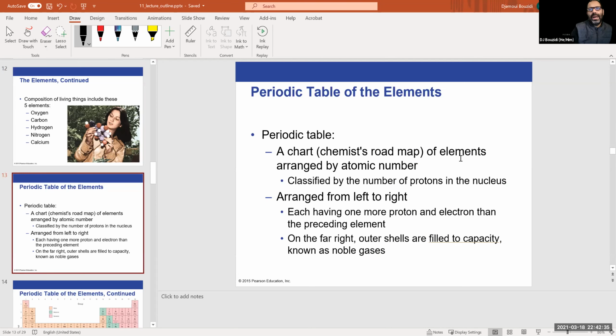So a chemist showed a map of elements arranged by atomic number, classified by the number of protons in the nucleus. So basically, as the number of protons increases, you move along the periodic table, arranged from left to right, each one with one more proton and an electron than the preceding element. On the far right, the outer shells are filled to capacity, known as noble gases.